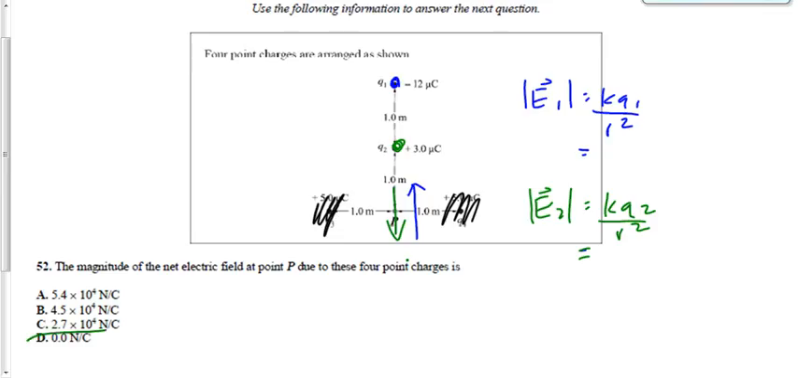How many people got D for that? 0? Good. That's a challenging question, actually. As it turns out, it's pretty straightforward, pretty easy, right? But it's just getting to that point of recognizing exactly what to do with it.